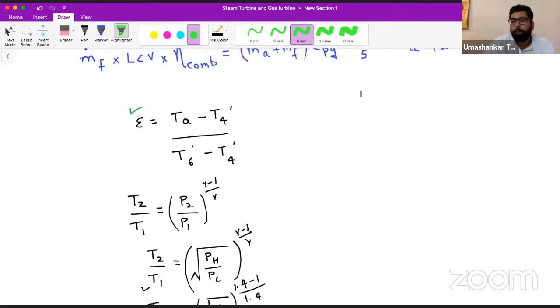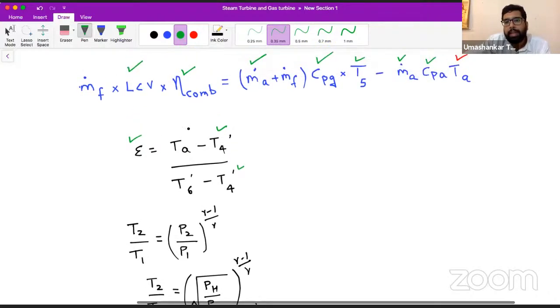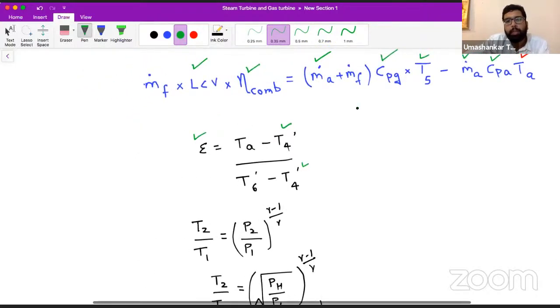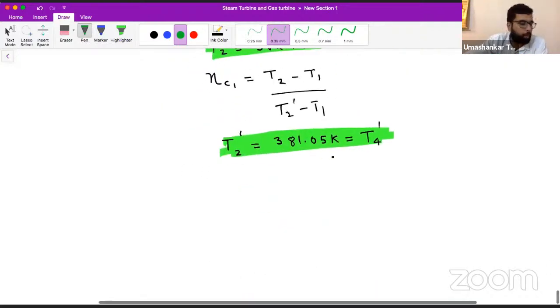So why were we doing all this? Because we want TA. So now you have the value of T4 dash. Now you require T6 dash. Once you get T6 dash, you can get TA and put it in your combustion chamber equation, and you can have your mass flow rate.